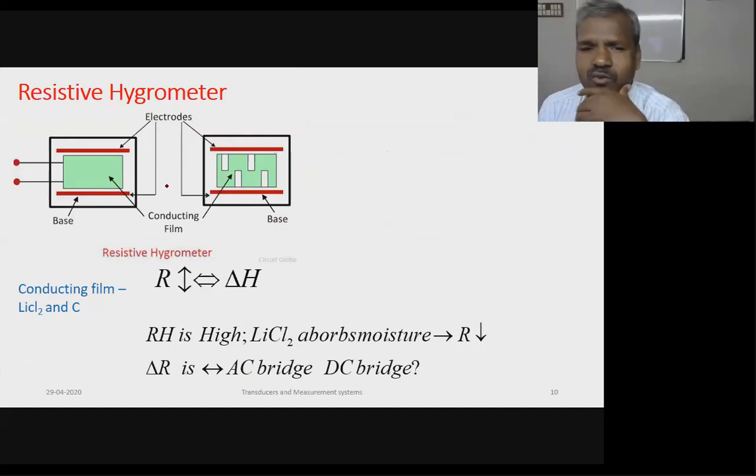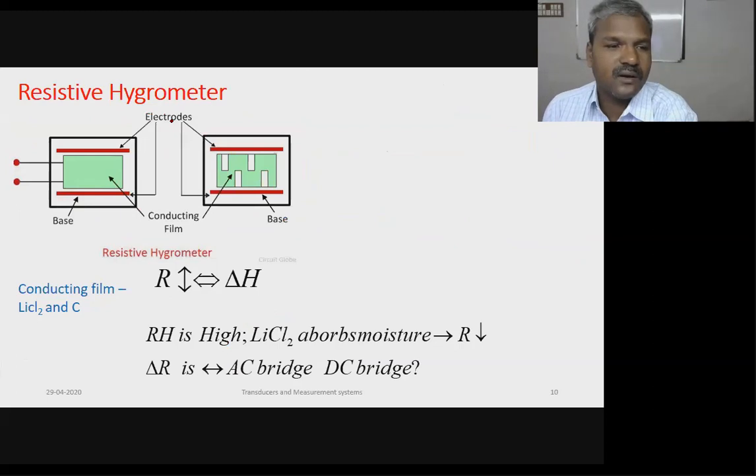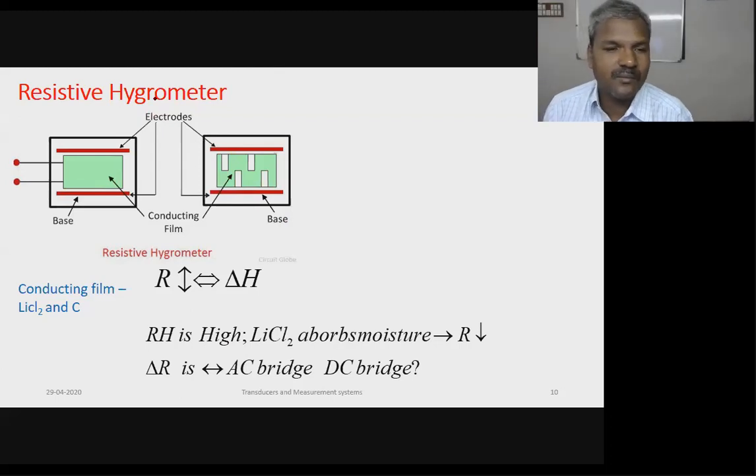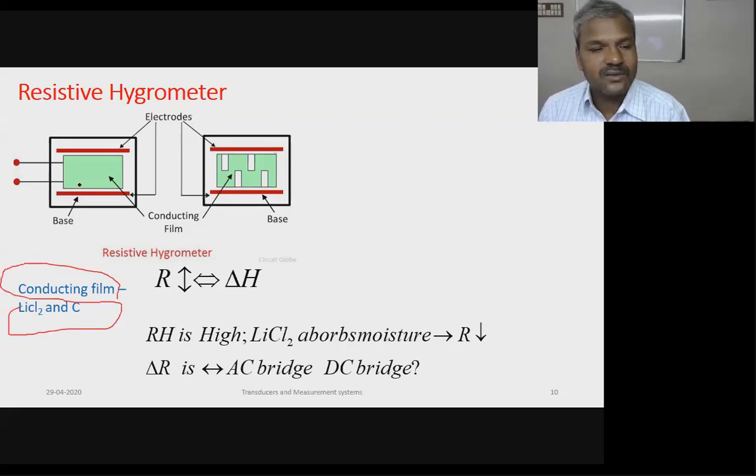There are many types of hygrometers available. A few are resistive hygrometers, capacitive hygrometers, then conducting and non-conducting. In our syllabus, we have only resistive hygrometers. The resistive hygrometers are mostly made up of a conducting film of lithium chloride and carbon. The lithium chloride and carbon material is placed between two electrodes.